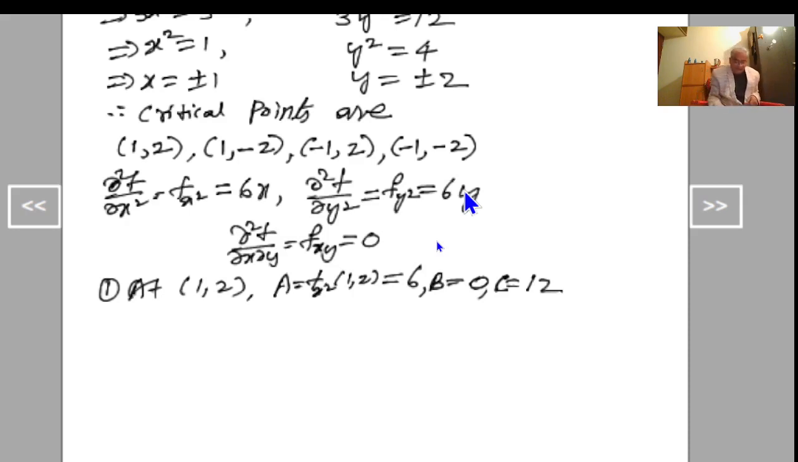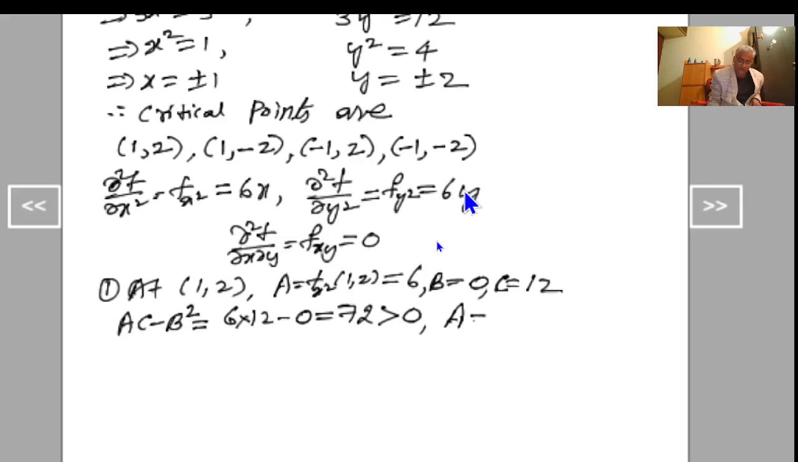Now we find AC minus B square. What is AC? A is equal to 6, C equal to 12, minus B equal to 0. This is equal to 72, and this is greater than 0. And what is A here? A is equal to 6, which is greater than 0.